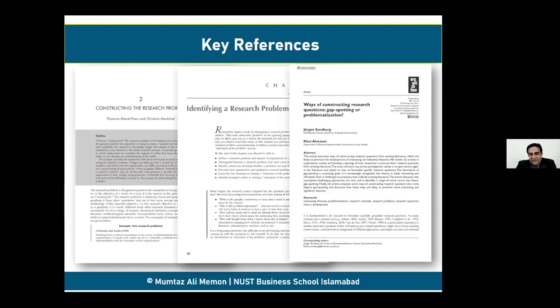I'll be using these three key references today. Whatever I will be discussing is based on these three references. One is Sedang and Allison's ways of constructing research questions. Second is Chris Well's book, 2015, Education Research, Identifying a Research Problem. And third one is also a book, Doing Management Research. It's all about the research problem. At the end of this discussion, I'll be providing you all these references so you can go through them and see how they can further elaborate on the research problem and something relevant to it.